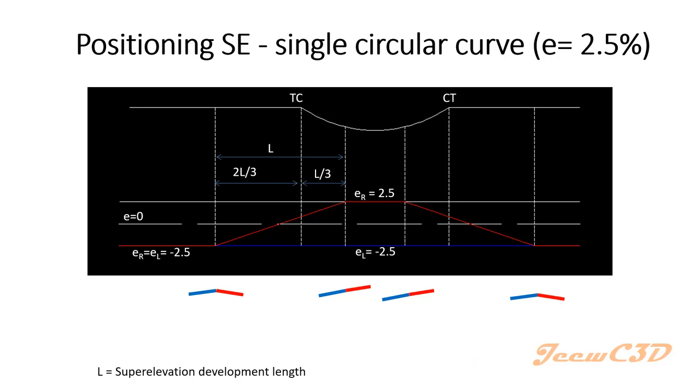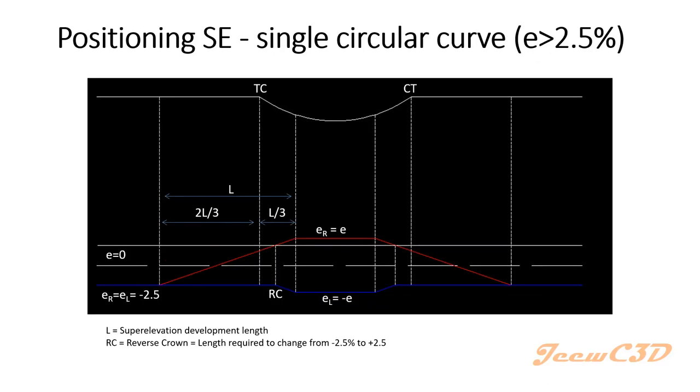In this case, where you have the super elevation greater than 2.5, we call this point the reverse crown location. This is the location where you have minus 2.5 and plus 2.5. After this point, both sides would be rotated. From minus 2.5 to plus 2.5, your right side would be coming like this, but until this plus 2.5 point, the left side would always be minus 2.5. After that, both sides of the pavement rotate and go to the required super elevation.